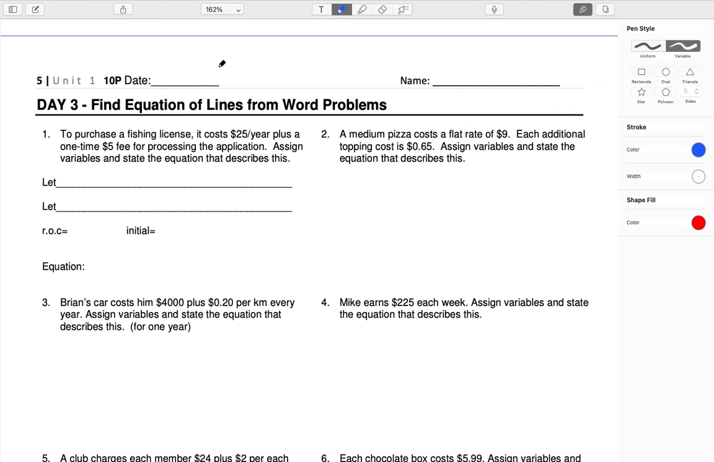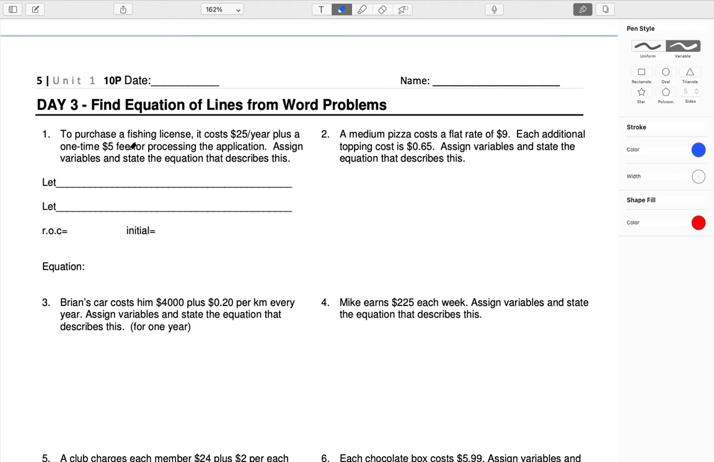Today is day 3, and we are going to find out how to read a word problem and translate it into a let statement. And using that let statement, we are going to write an equation. We will most likely need 2 equations if we have 2 variables, or if it's just one variable, then we just need 1 equation. So let's do an example, number 1.